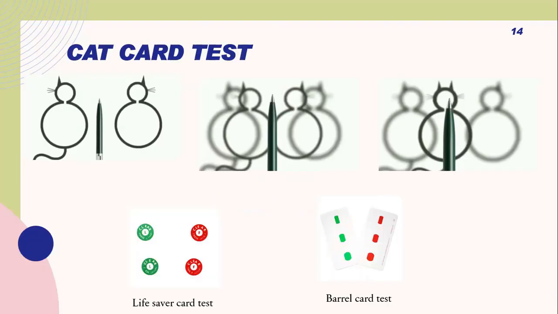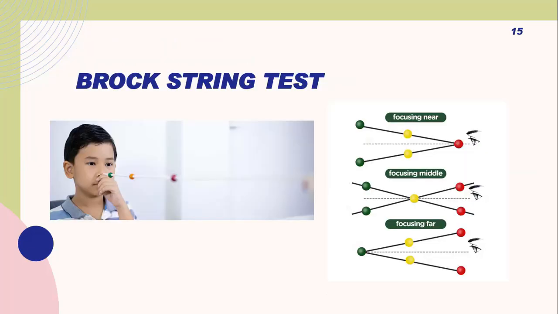we can check whether there is any improvement. Another commonly used test is the CAT card test, which has to again be placed at an arm's distance, and with the other hand, a pen is placed in front of the card, and slowly the pen is brought towards the tip of the nose. So at one particular point, the two cats will start to fuse, and the patient will be able to see a single cat, and he should be able to maintain and sustain this position for some time. So this will help to converge the eyes and improve the convergence. Other cards are also available, like the lifesaver card or the barrel card.